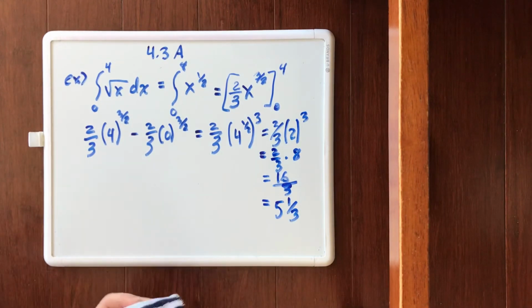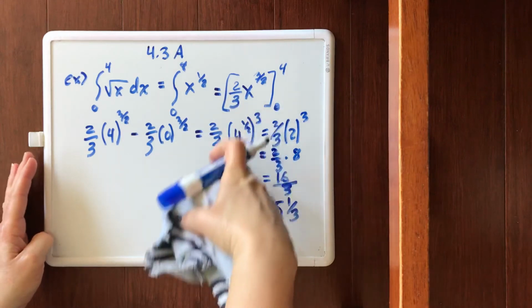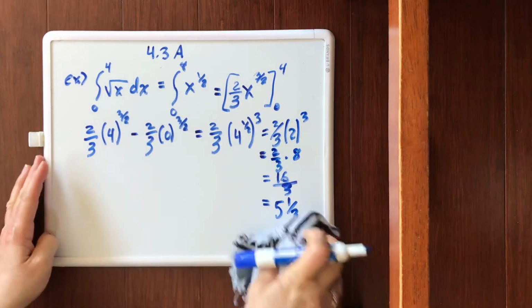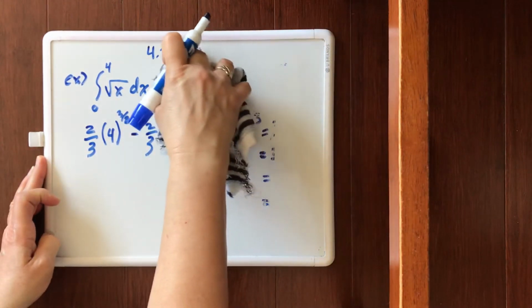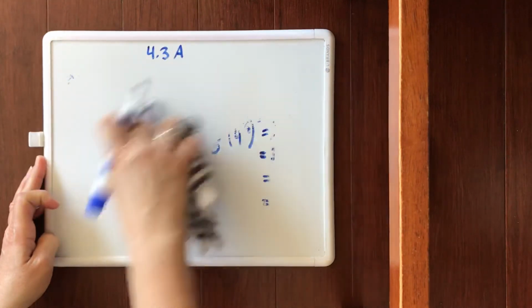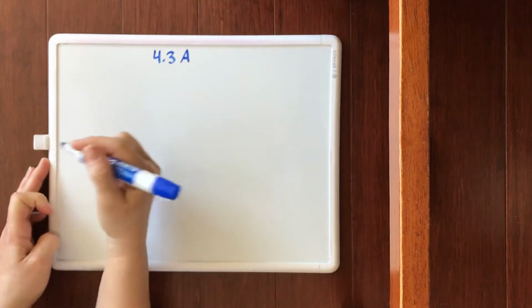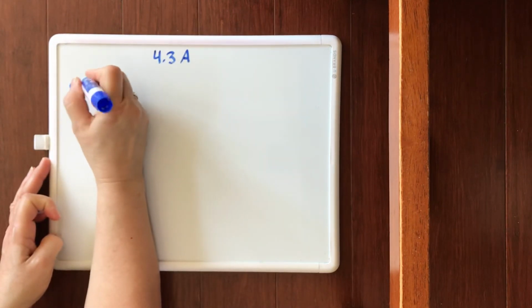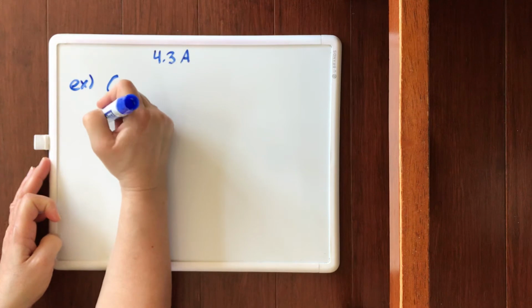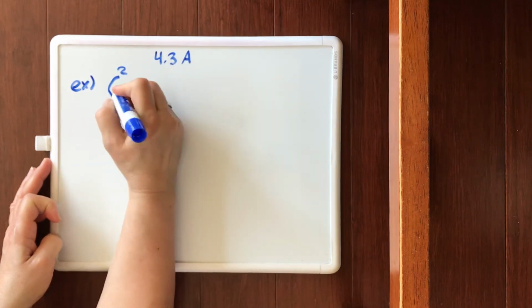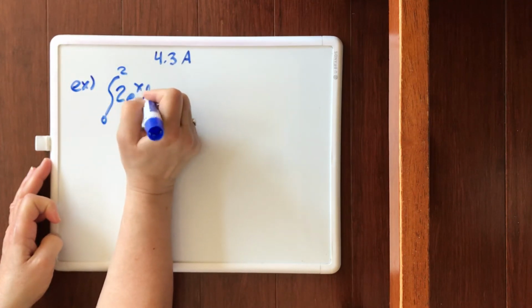Okay? Now, in the last examples, we've been getting 0 right here, and it just goes away. But that doesn't always happen. I'm going to give you an example where that doesn't happen. So be cautious when you're doing this. It doesn't always work that way. So here's an example. We're going to go from 0 to 2 of 2e to the x dx.